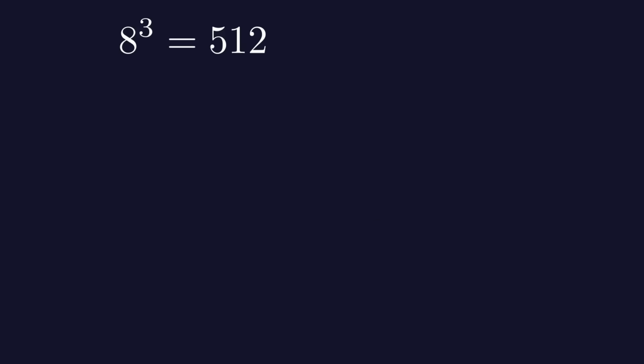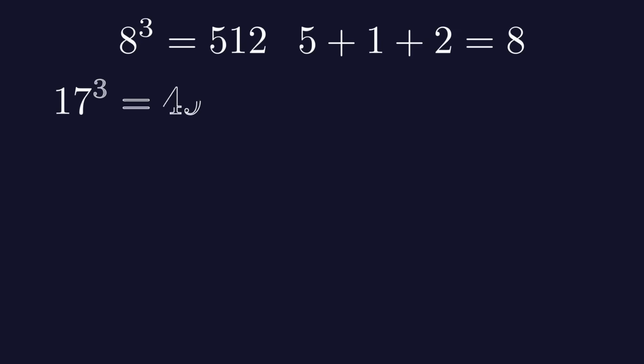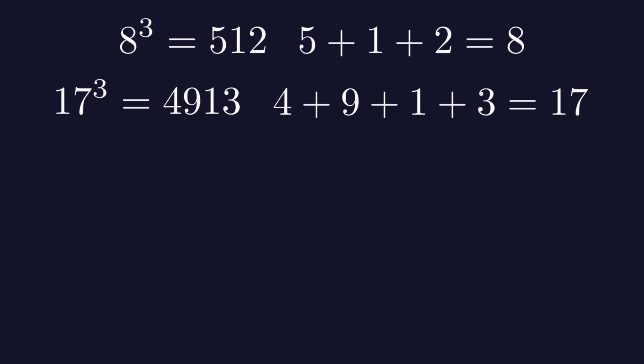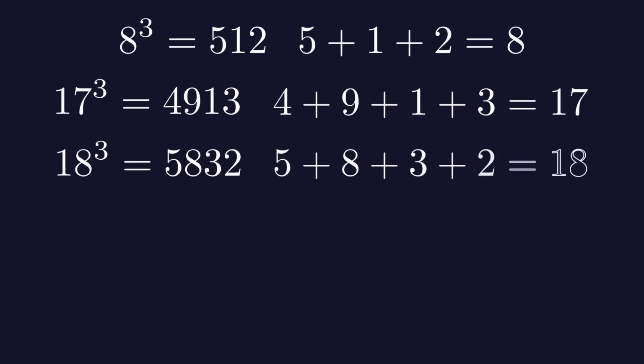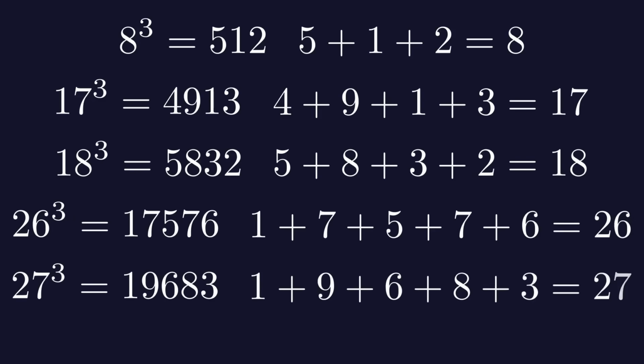8 cubed is equal to 512. The sum of its digits is equal to 8. There are only a few numbers with this property. 17 cubed is equal to 4913, which has a sum of digits equal to 17. 18 also works. The next two are 26 and 27. We can also count 1 and 0, and that's it. These are all numbers with this property.